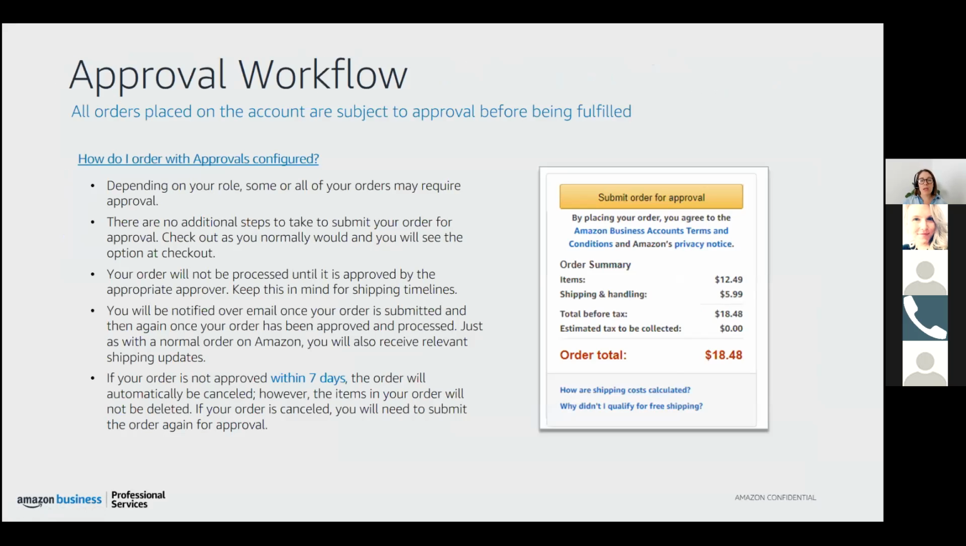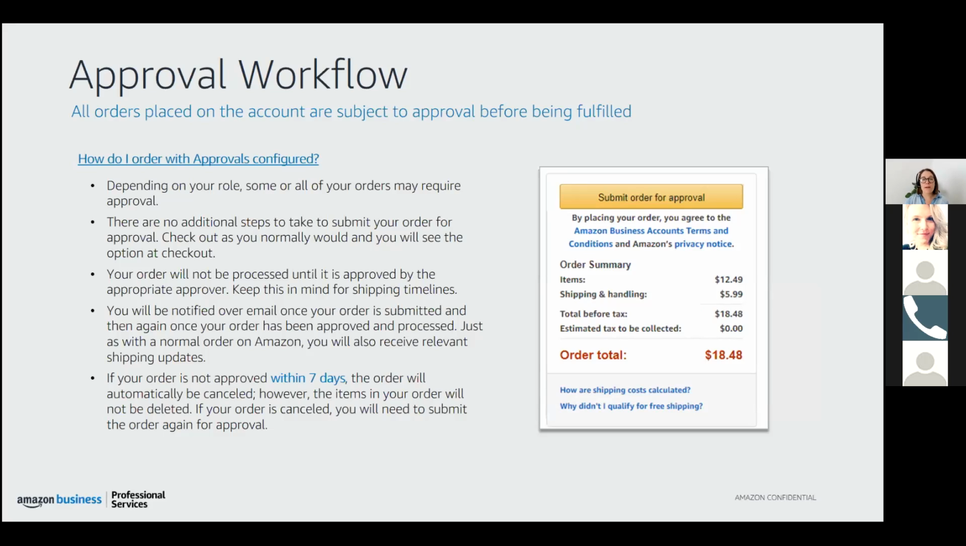In terms of the approval workflow, all orders on the account are subject to approval by your principal before they're fulfilled. There's no action from you. You'll simply click the button that says submit order for approval instead of checking out. Your order will not be processed until it is approved by your principal, so keep that in mind for shipping timelines.